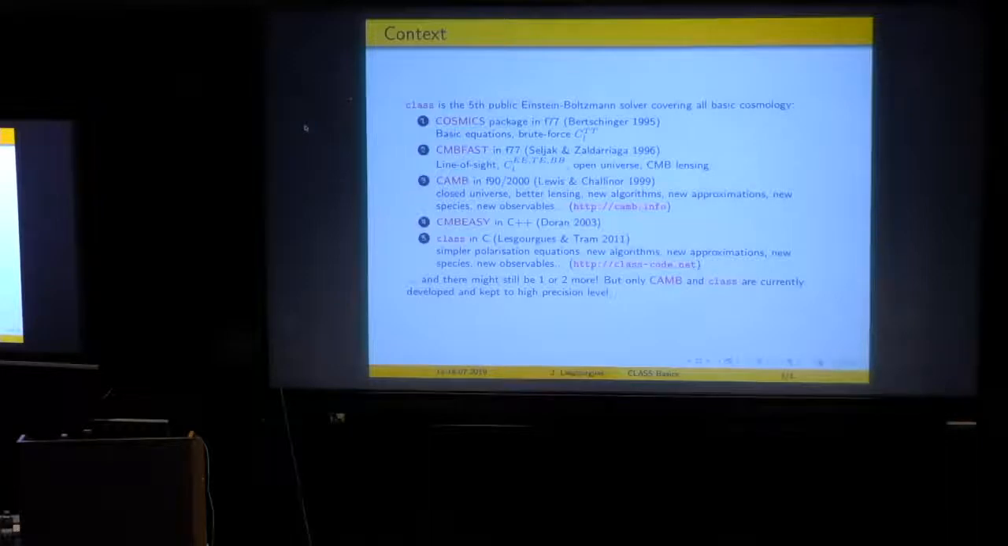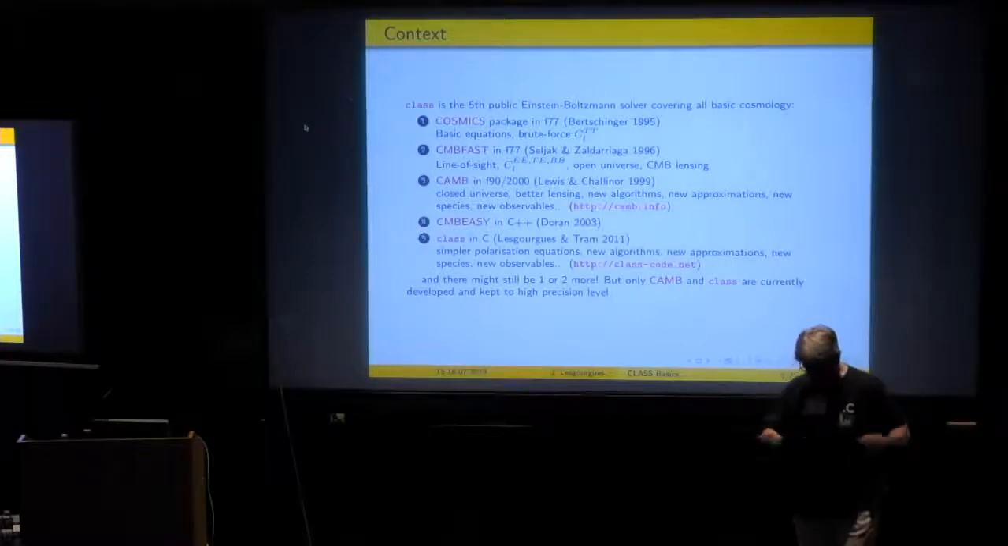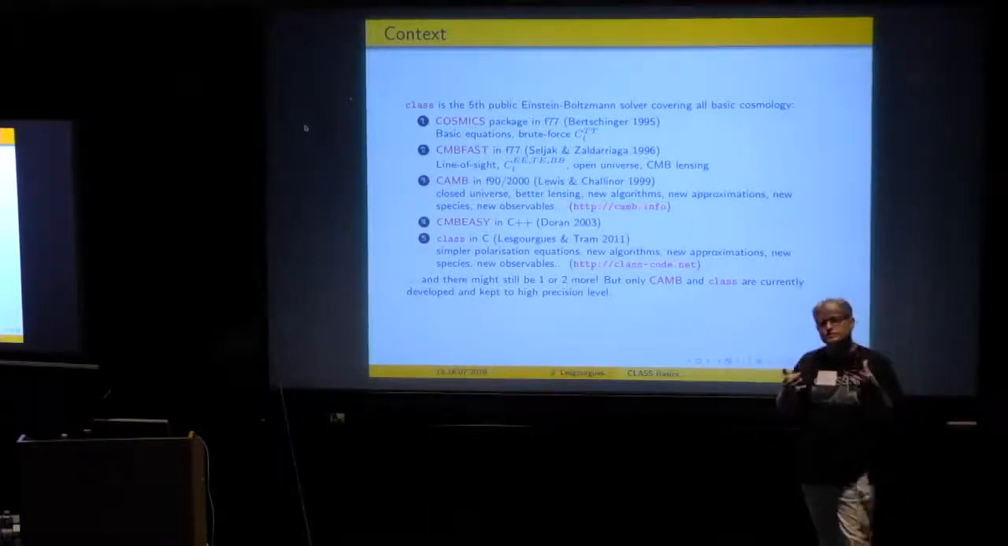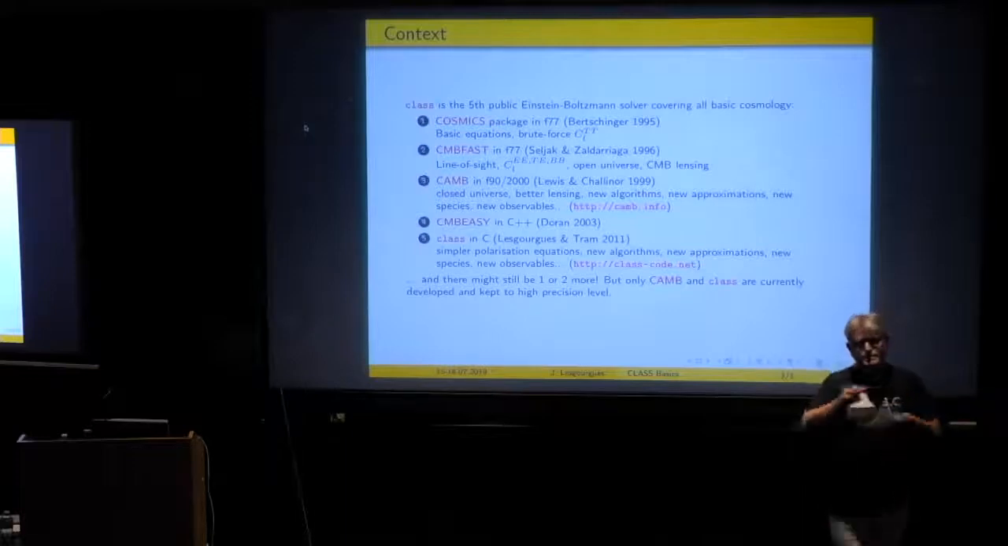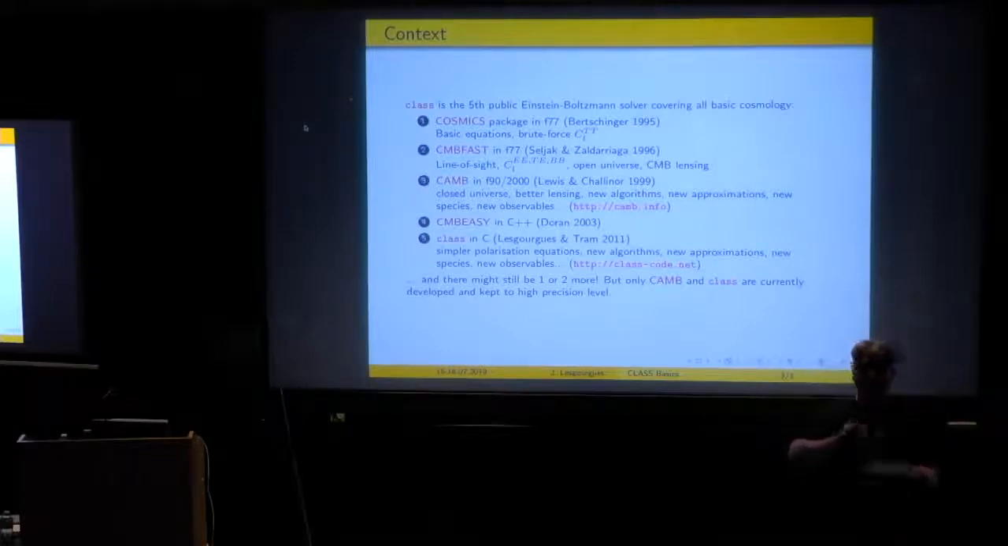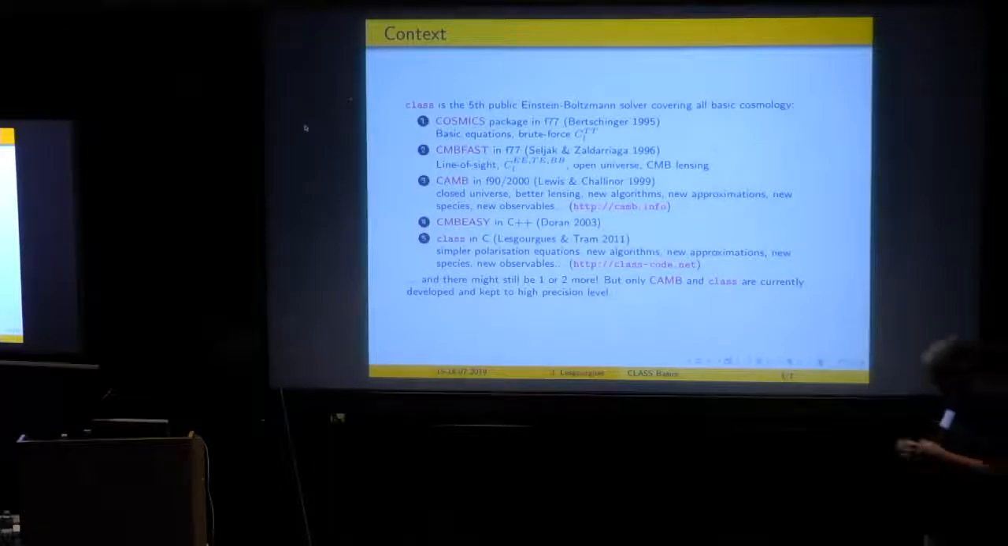So CAMB was still partially based on CMB fast. It was taking some bricks, some blocks from CMB fast, and it was arranging them differently and using the features of Fortran 90. So it was not completely independent. It was mainly a restructuring of CMB fast.